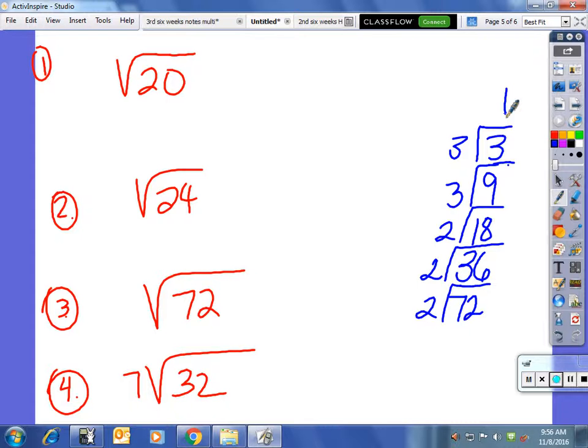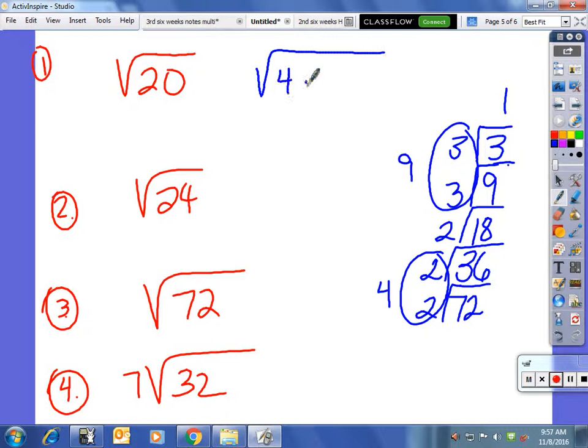Every pair that's exactly the same makes a perfect square. So I really had two perfect squares in here. I had a 2 times 2, which is 4, and I had a 3 times 3, which is 9. So 72 can be rewritten as 4 times 9 times anything that was left. What's left? 2.